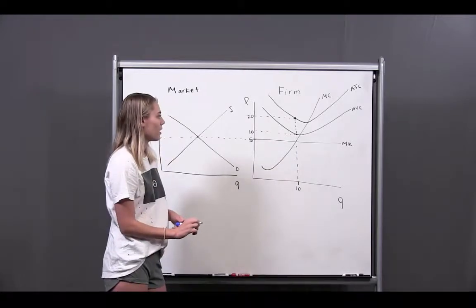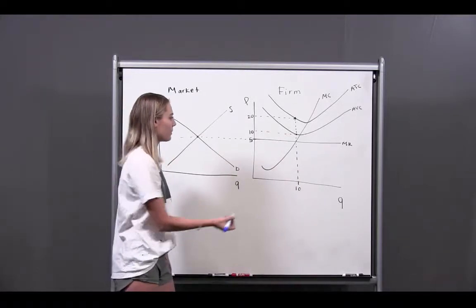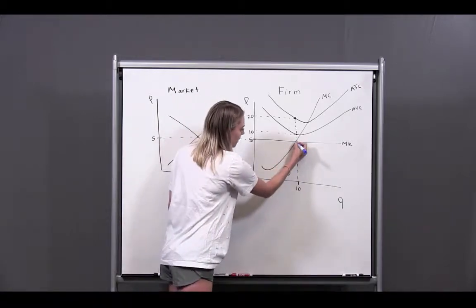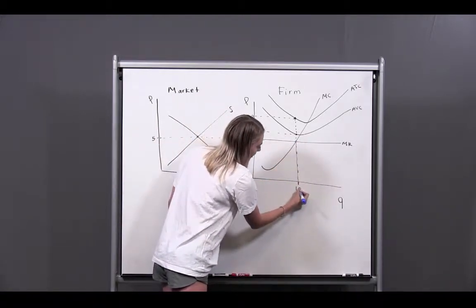And if this firm wants to find their optimal output, they would set their marginal revenue equal to their marginal cost and find that they should produce an output of 10.